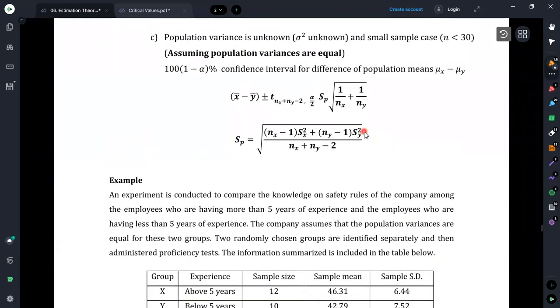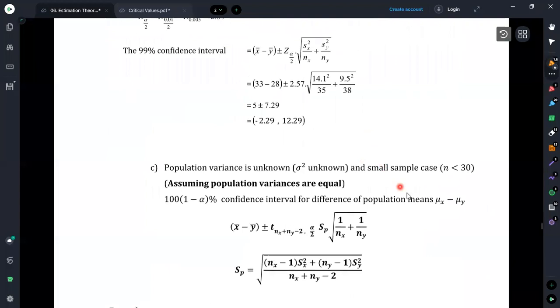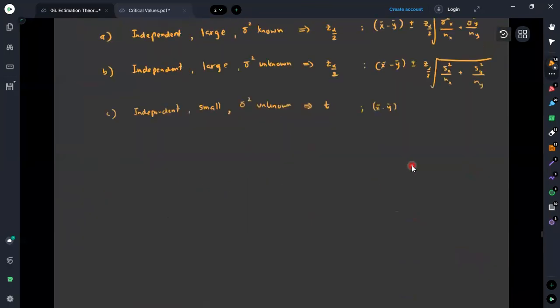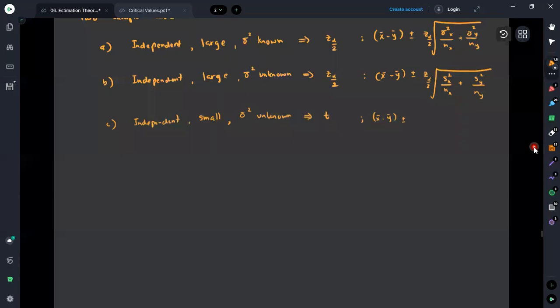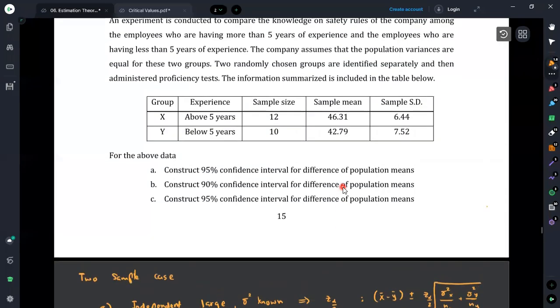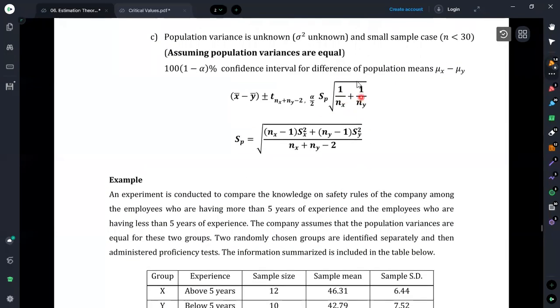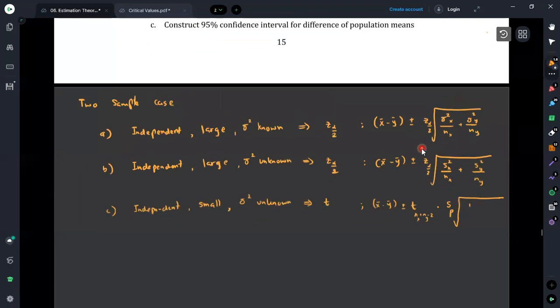It is given as plus or minus t with nx plus ny minus 2 degrees of freedom, times. Here we are using another concept, the pooled standard deviation, into the square root of 1 over nx plus 1 over ny.